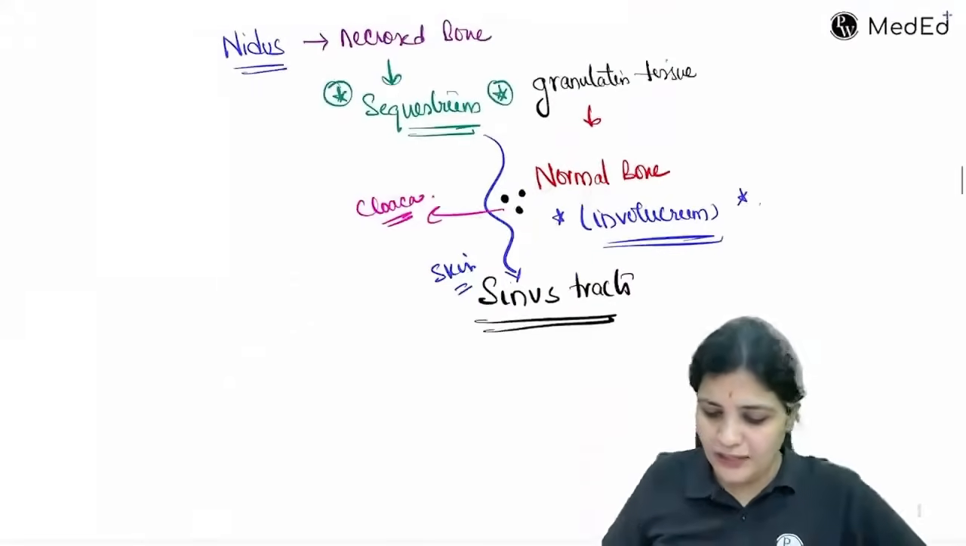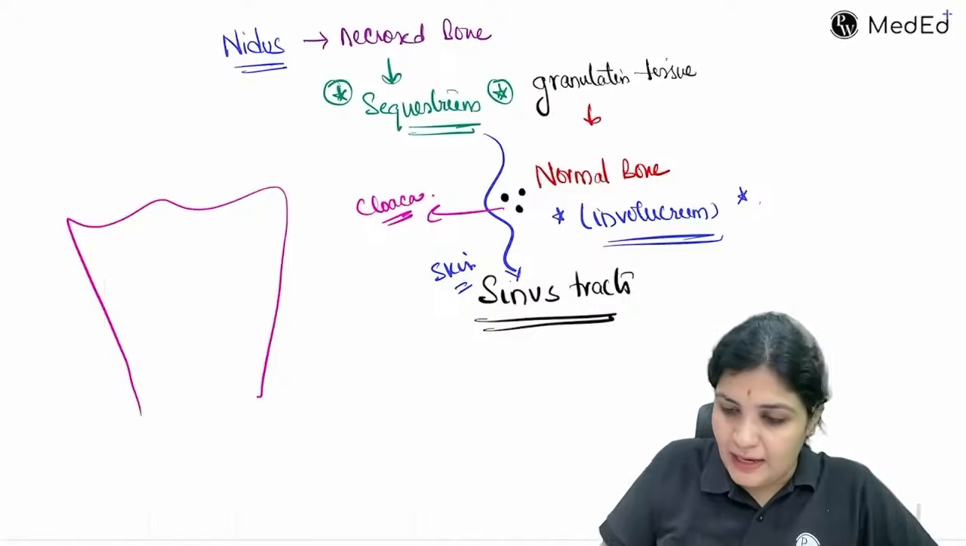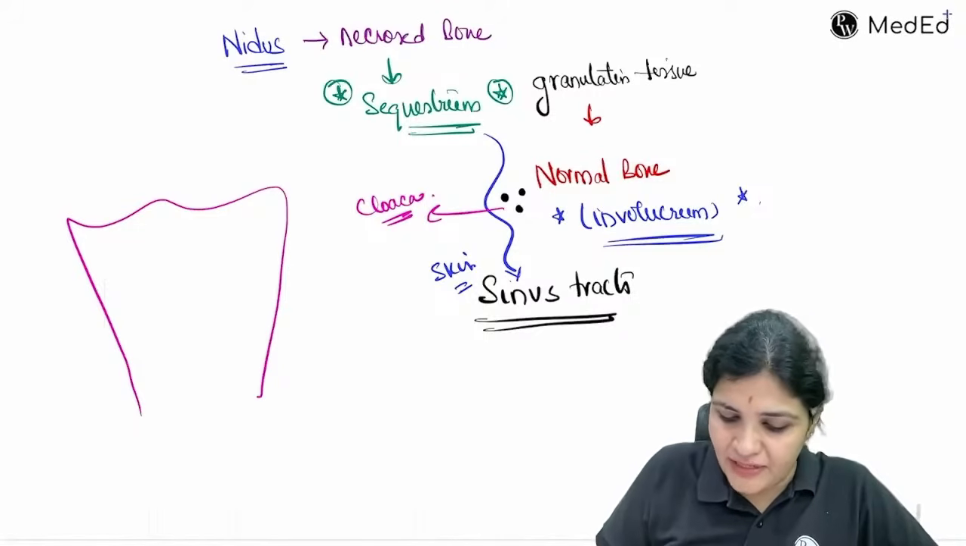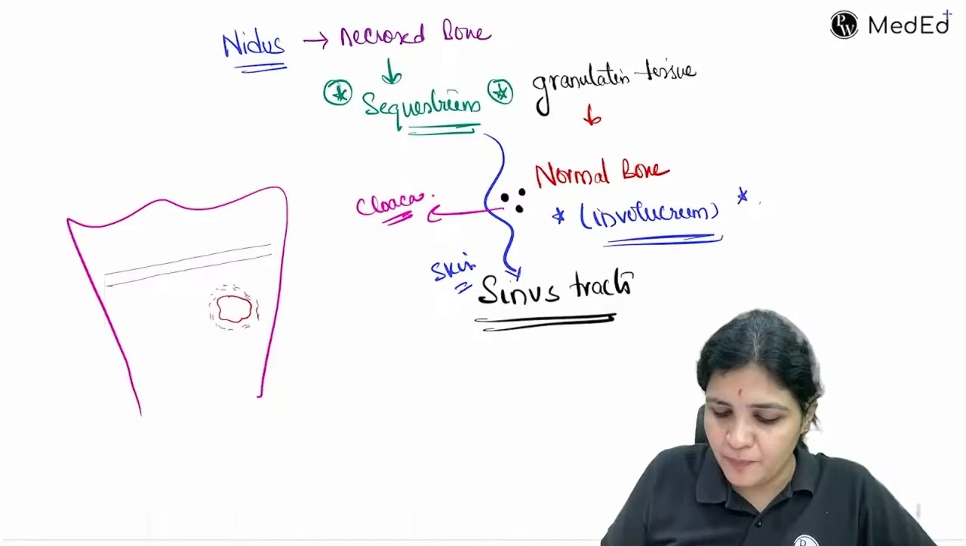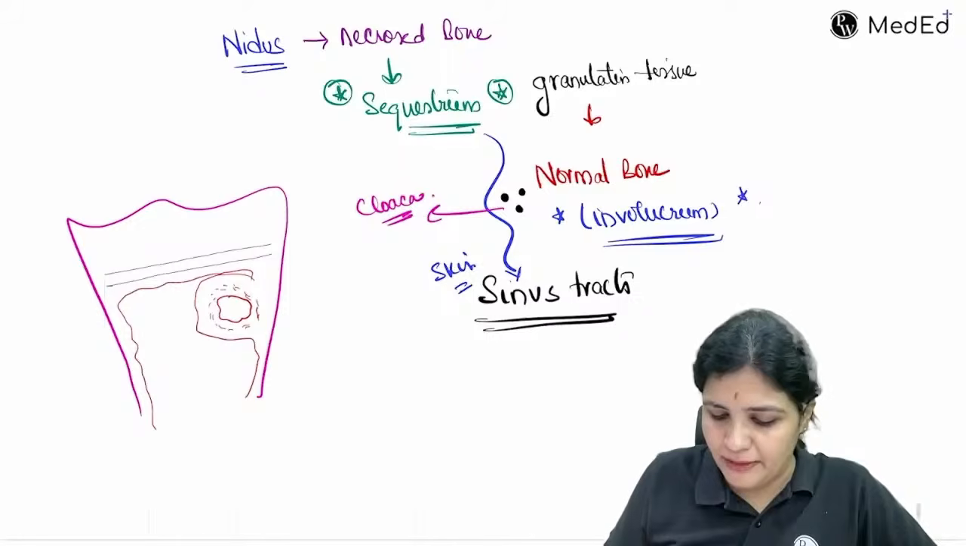Just draw a bone like this and name this as the metaphysis. So this is your physis and this is the metaphysis. And here you see some dead bone surrounded by the granulation tissue. And then you have the normal bone, right? Everything else is normal here, right?